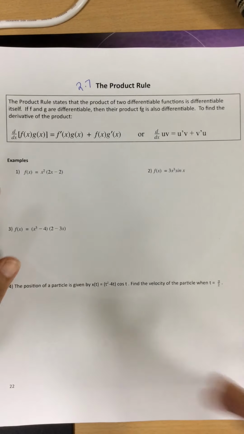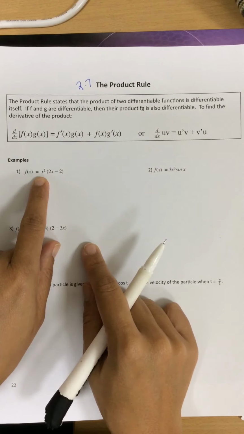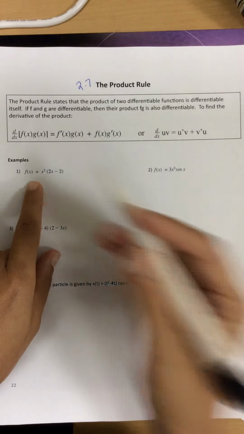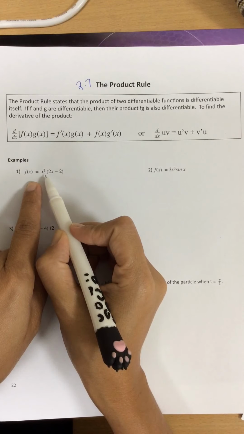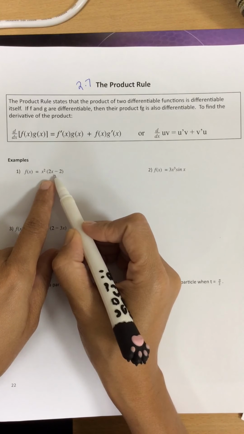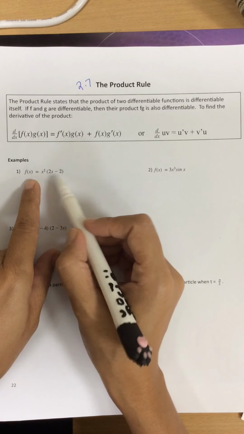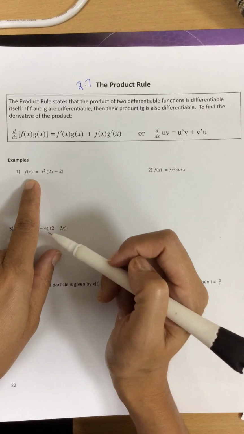So here's an example. Here's a function. It's x squared times 2x minus 2. You are going to feel inclined to just say, oh, the derivative of x squared is 2x, and then times the derivative of 2x is just 2, minus, no, you cannot do that. This is a product of two different functions. You must use the product rule.